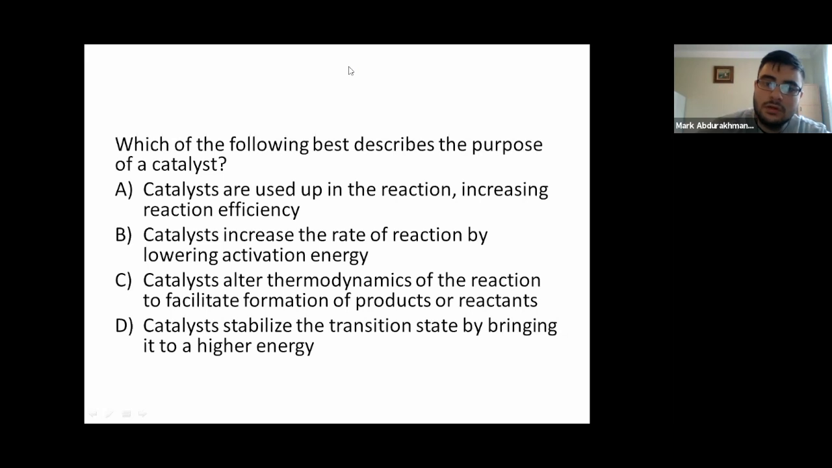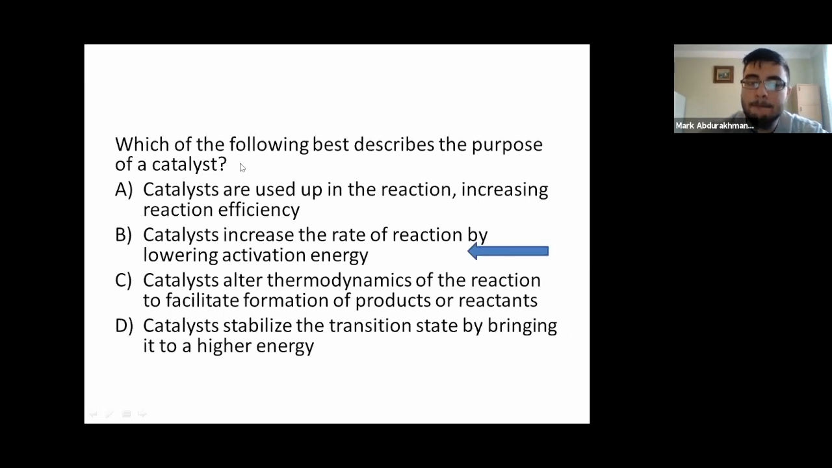Okay. So very good. Actually, the majority of people got it right. I just wanted to quickly touch on why A was wrong. It says catalysts are used up in the reaction, increasing reaction efficiency. They do increase reaction efficiency if you want to think about it that way. Catalysts are not used up in the reaction. Like I mentioned, catalysts always have to be there at the start and at the end completely unchanged. So they can't be used up because they have to appear in the end unchanged, right?